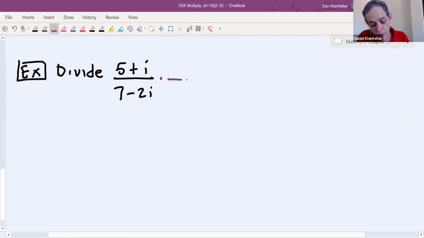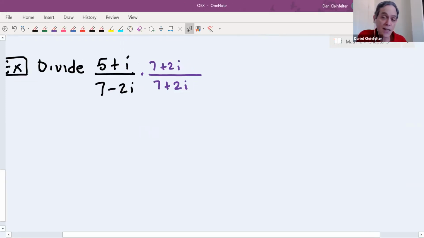Okay, so we're going to multiply the numerator and denominator by the conjugate of the denominator we already have. So it's 7 minus 2i that we were given. We'll go 7 plus 2i. Make sure you're multiplying the top and bottom by the same thing, okay? And make sure that it's the conjugate of the denominator. Don't just square the denominator. Don't do the conjugate of the numerator. It's got to be the conjugate of the denominator.